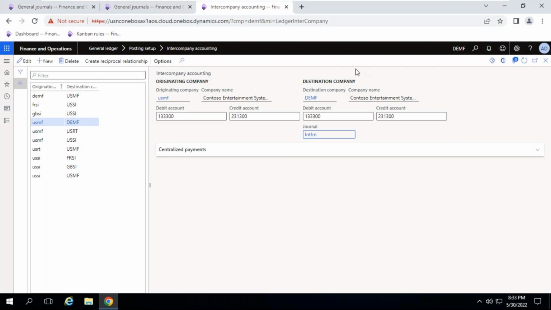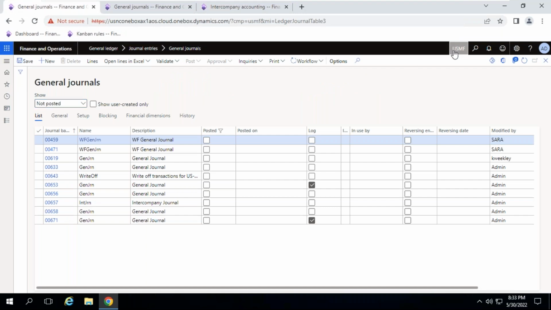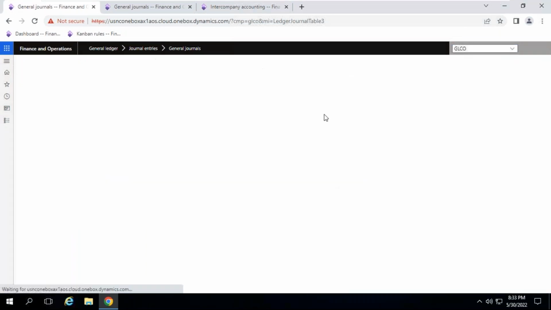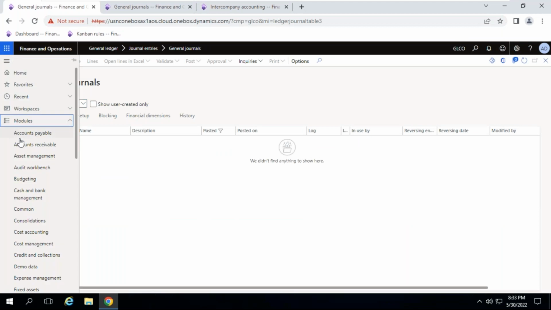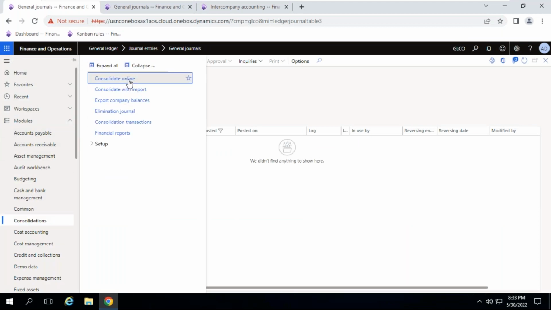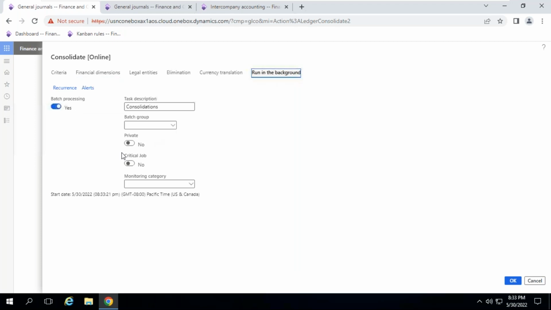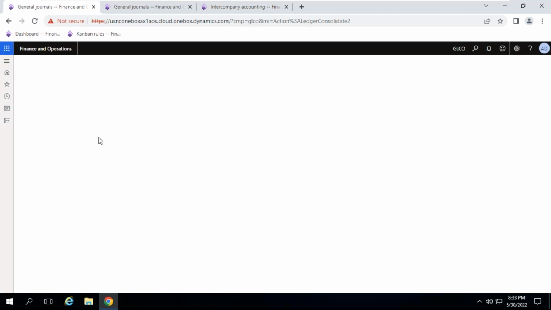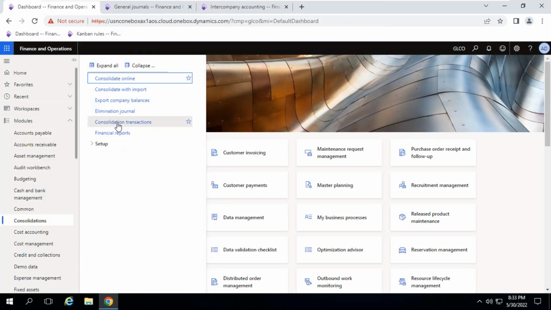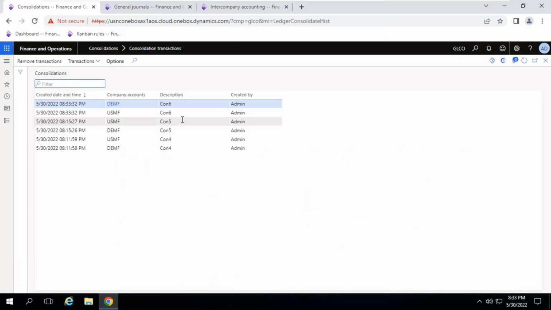So I will run once again in GLCO. Just give me a minute. Let me execute consolidation once again online. I'm keeping all the setups as they are. I'm executing. Click OK. Now if you verify online transactions, it is updated now.